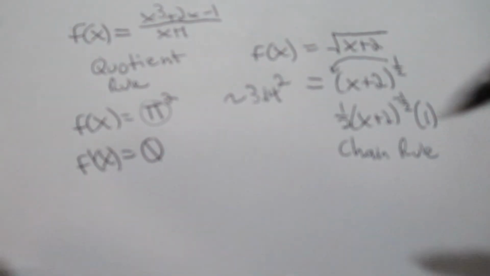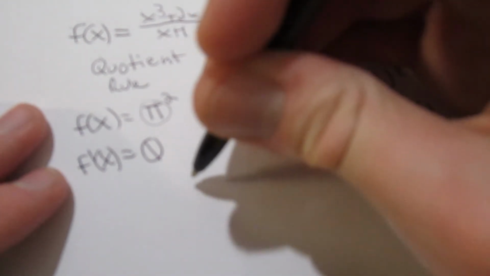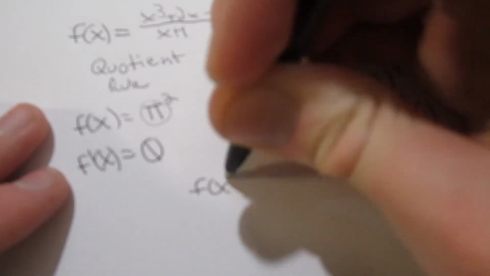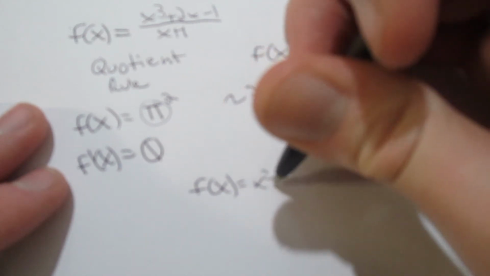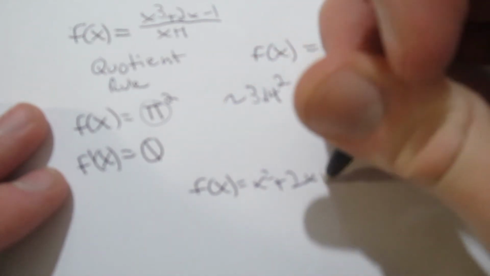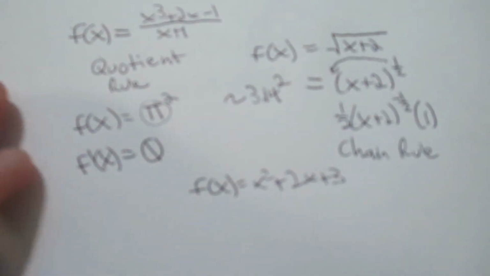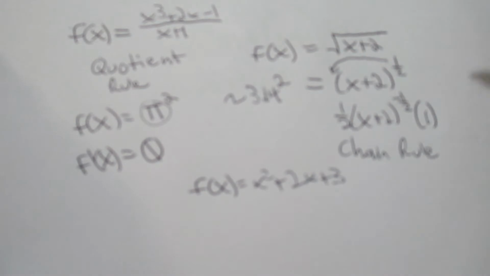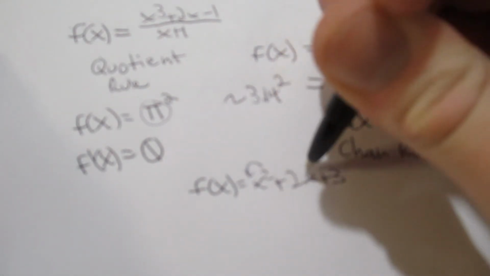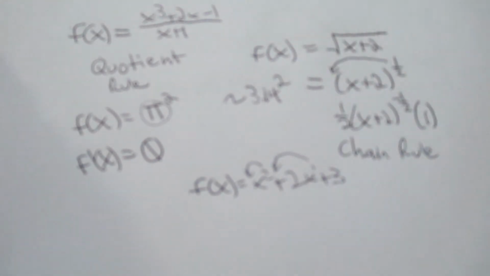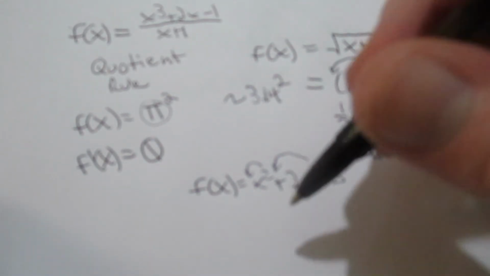And then for the last one here, we got f of x equals x squared plus 2x plus 3. Now this one's pretty easy. It's just the power rule, except you got to do it on multiple things. So you got the 2, bring it out front. You got the 1, bring it out front. And then you got the 3, which is obviously 0. Not going to finish the problem, but yeah, that one's just power rule.